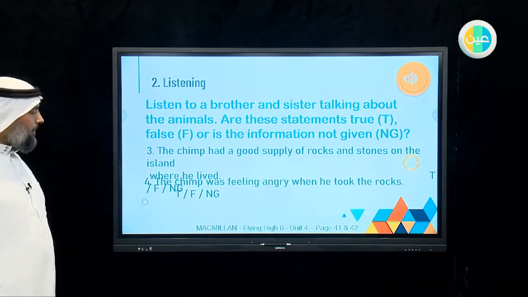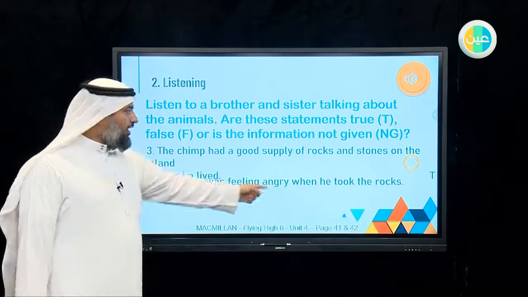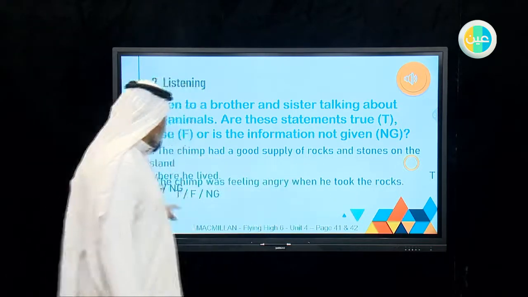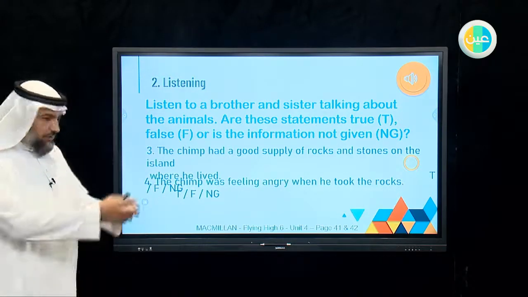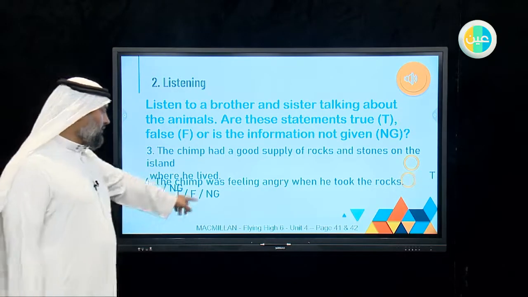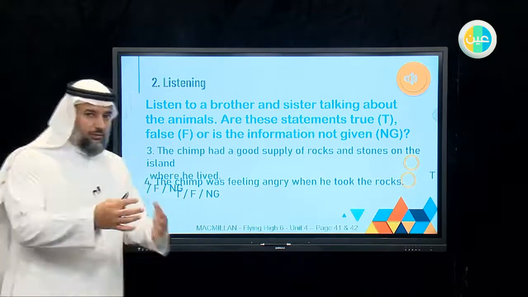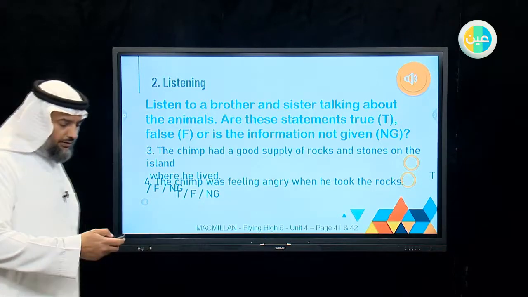The chimpanzee was feeling angry when he took the rocks, when he was collecting the rocks. Was he angry? No, it's false. He was calm. When he was collecting the rocks, he was calm. Okay?